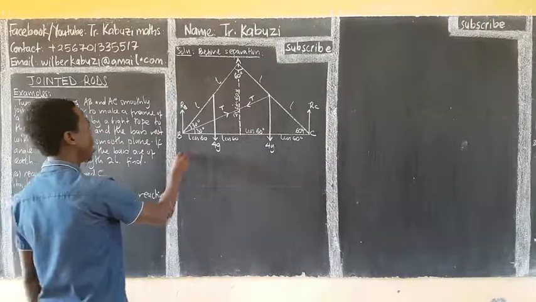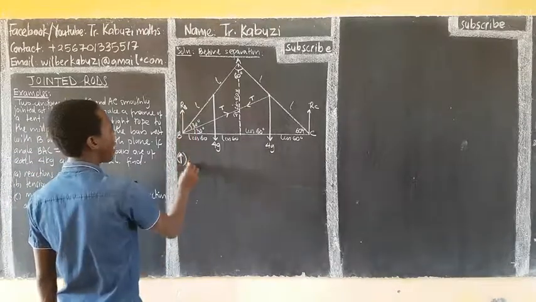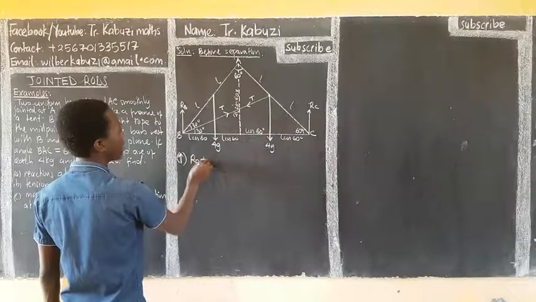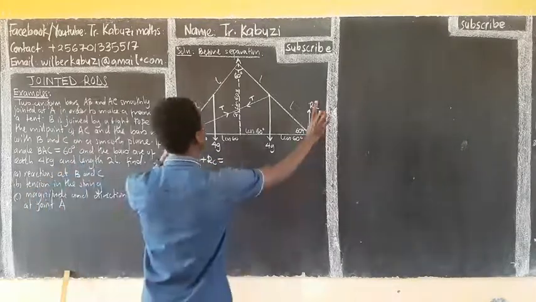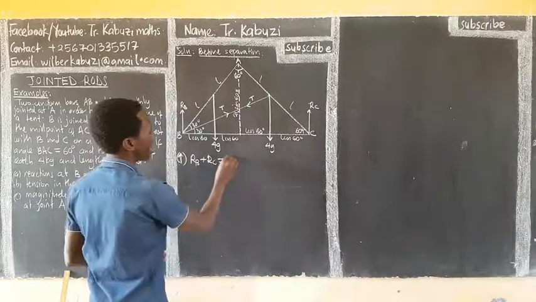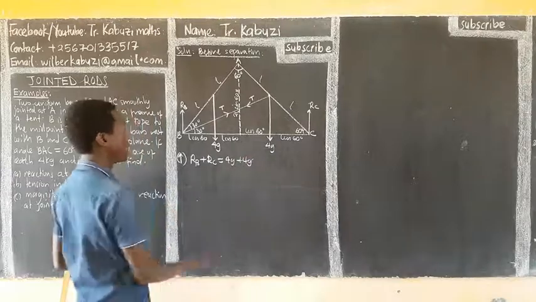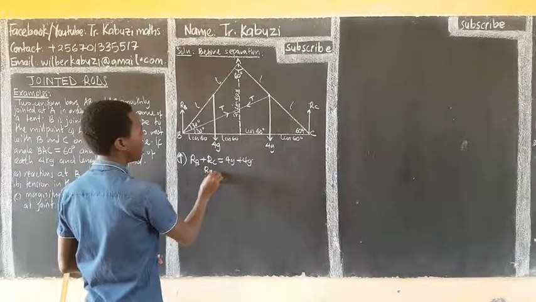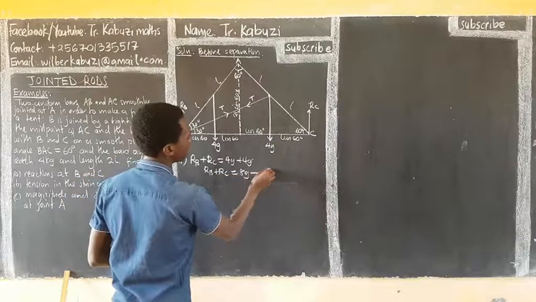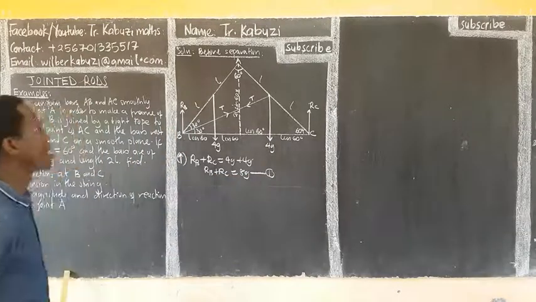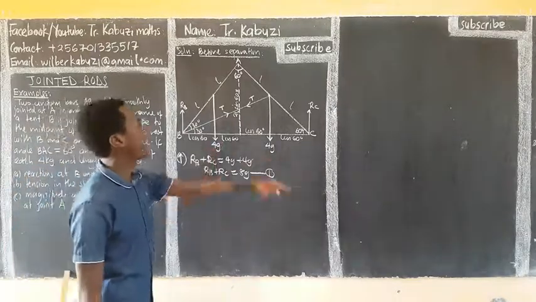To get the reactions, first resolve vertically upwards. Upwards, I have RB plus RC, those are the only forces acting upwards. Downwards, I have 4g plus 4g. So my RB plus RC is going to give me 8g, and this is going to be my equation 1. To get one of these, you take moments either here or here.